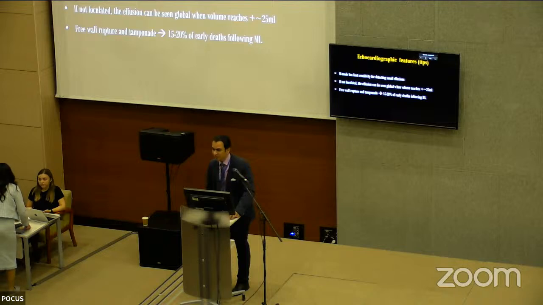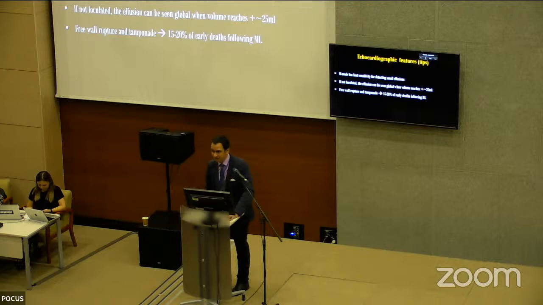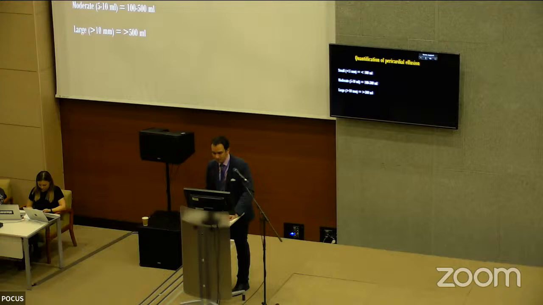And also keep in mind that free wall rupture and cardiac tamponade will be responsible for about 15 to 20% of early mortality after myocardial infarction. So it can be a catastrophic consequence of myocardial infarction. The common question is, how do we quantify pericardial effusion? There are different methods. This is one of the methods to quantify effusion. It's a simple way, but it will be reliable in global effusion, not in localized effusion.